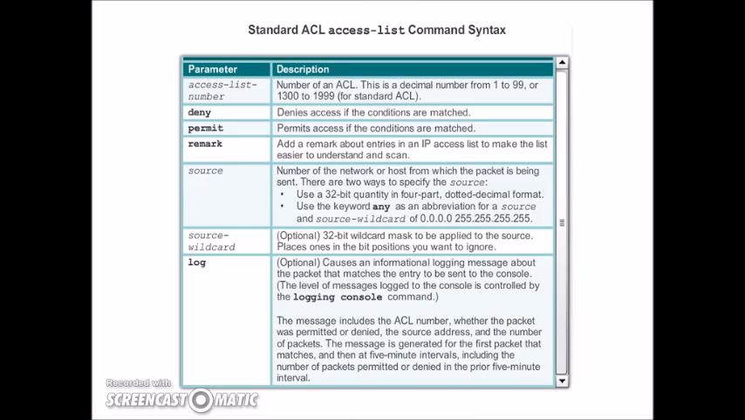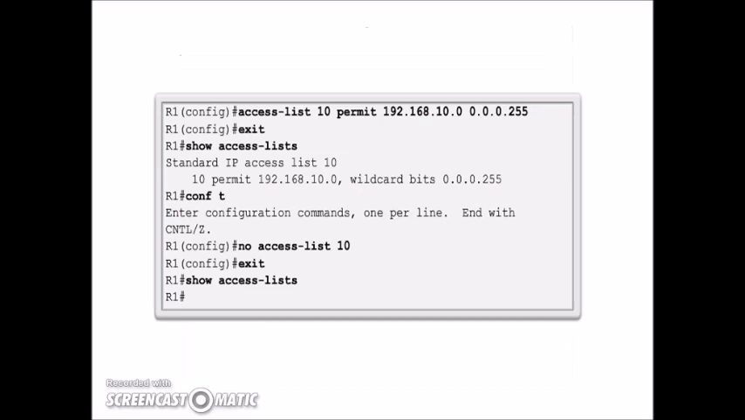To use numbered standard ACLs on a Cisco router, you must first create the standard ACL and then activate the ACL on an interface. The access-list command in global configuration mode defines an ACL with a number in the range 1 to 99 or 1300 to 1999. This allows a maximum of 798 possible standard ACLs. This is what you must do to delete an access list.